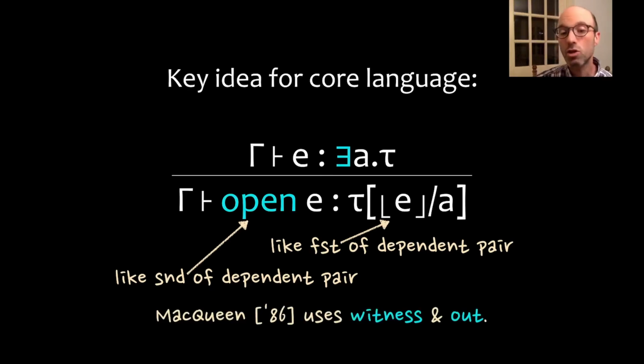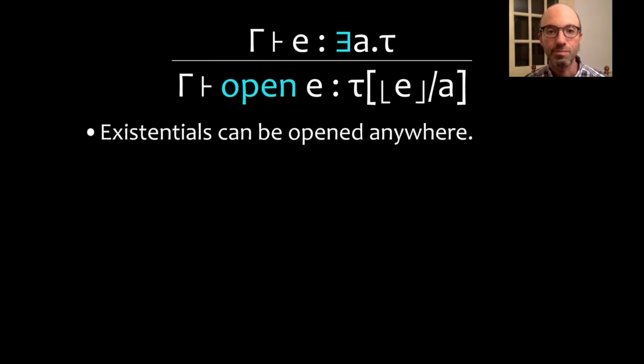This is not a new idea. McQueen in 1986 called this witness and out instead of my funny brackets and open. And using this open construct sort of unlocks everything else that we need in order to get these lightweight existentials. So using open, existentials can now be opened anywhere. I don't have to think about an unpack which then limits the scope of my existential variable. I can just call open whenever I need to.